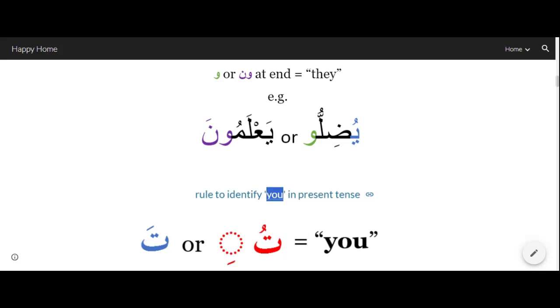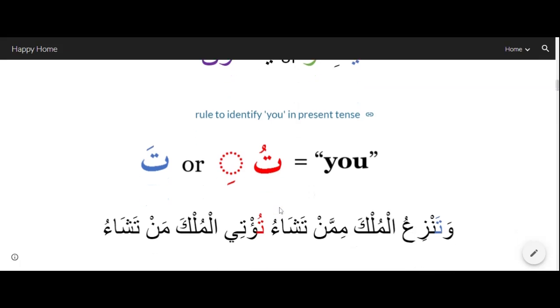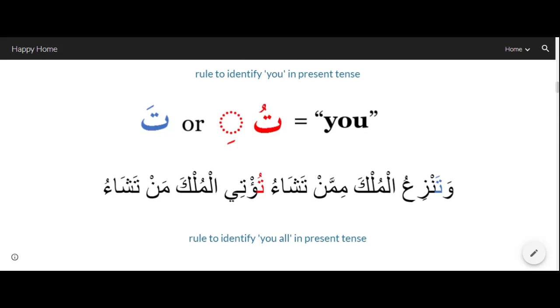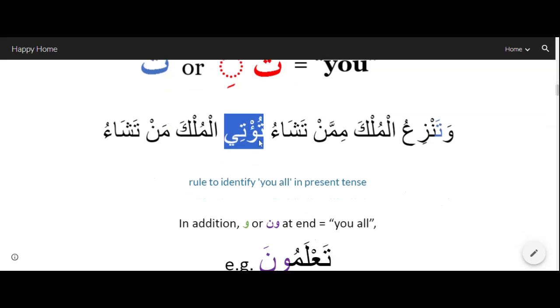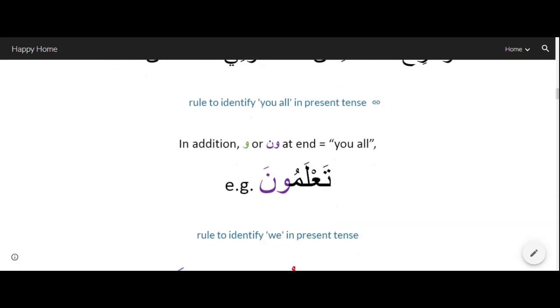Now we come to the second person. How to identify "you" in the present tense. The rule is the same as we have seen earlier, but here instead of ya we have ta. So either the first letter will be this or this pattern. Correct. So here is again one sentence. See, this is following this rule and this is following this rule. Again, plural is the same rule as seen above, u or un.